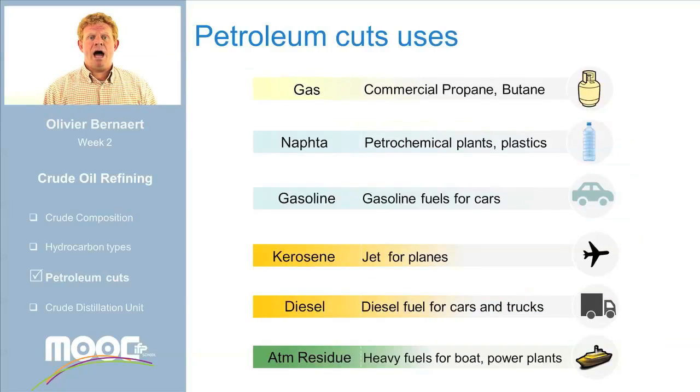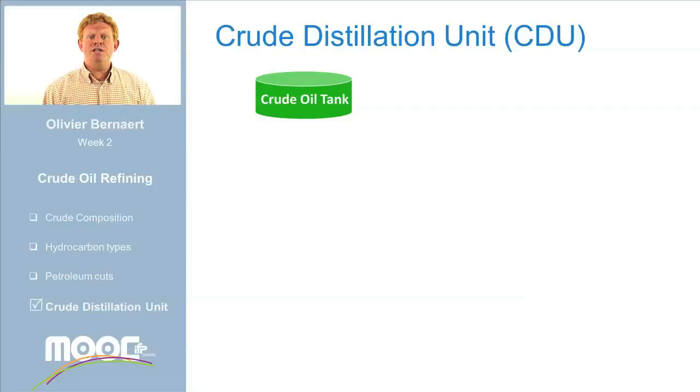In this table, I have summarized the main uses of the different cuts obtained at the outlet of the crude distillation column. Gas for production of commercial propane and butane, naphtha as the raw material for the petrochemical industry, gasoline and diesel and kerosene as fuels for cars, trucks and planes, and atmospheric residue as heavy fuels, for example, for boats or power plants.